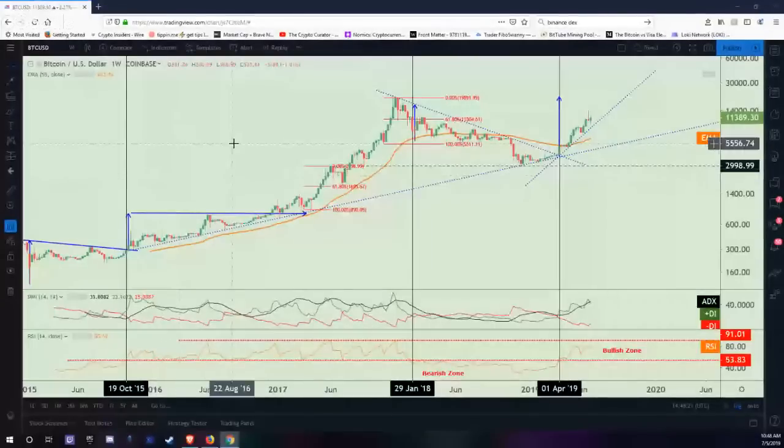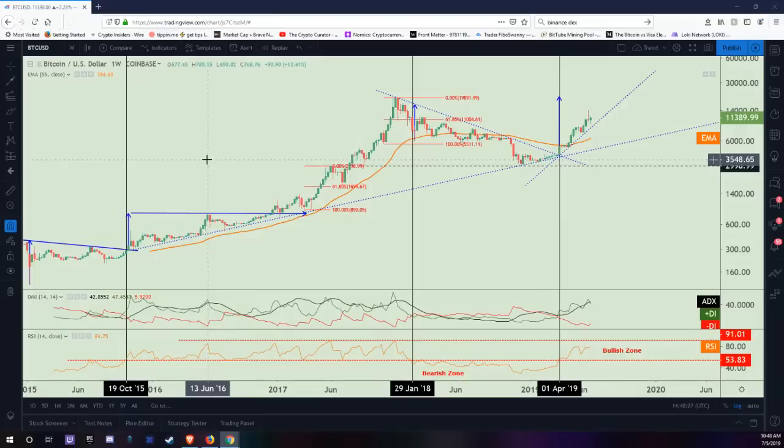The things I have on this chart. This is weekly, Bitcoin versus dollar. I'm using the Coinbase chart, but a couple of things I have on here. The dark blue lines here are trend lines. Also, the dotted lines are also trend lines. I'm just showing it in different forms for explanation purposes.